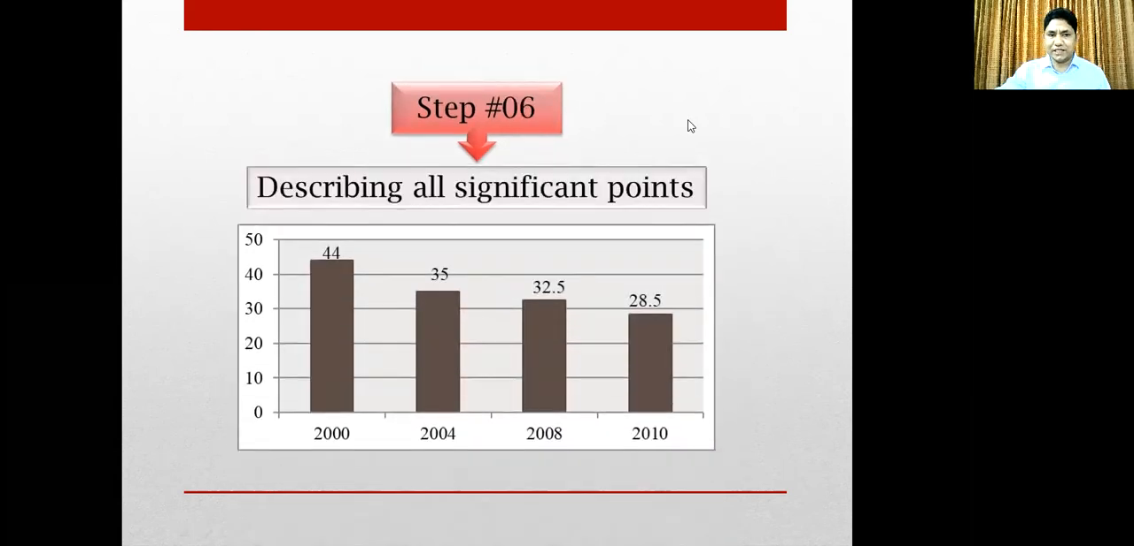Come to step 6, that is describing all significant points. After finding out the highest point and lowest point, you have to describe all significant points used in the graph. So you see, there are 4 points. How many points are there? There are 4 points. One is 2000, 2004, 2008, 2010. So you have to describe all the significant points.